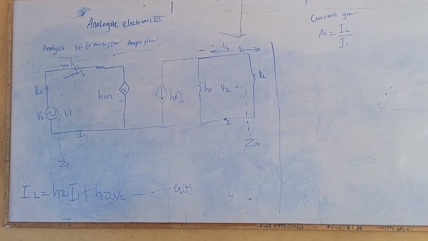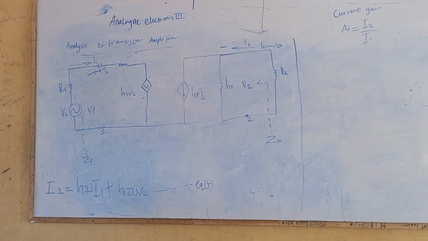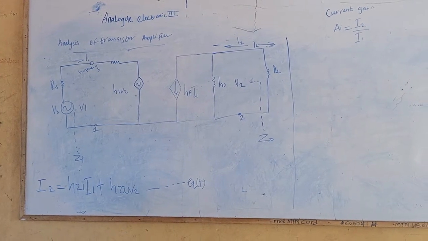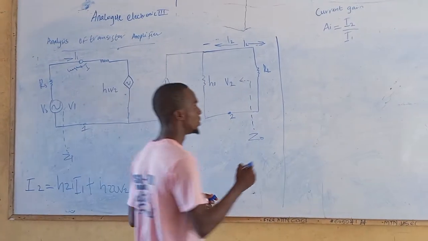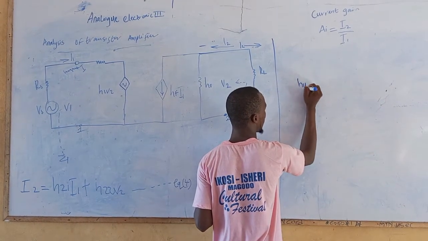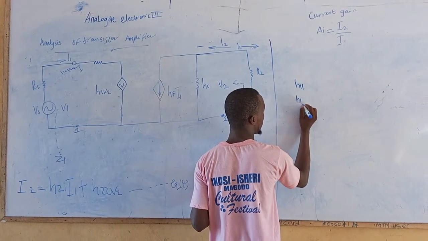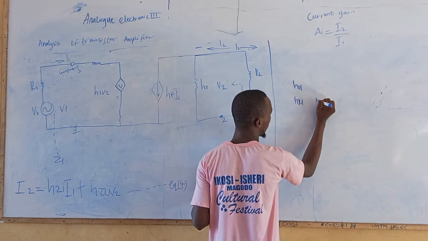So we want to prove current gain. So what is current gain? We can recall in our last video when we were proving H parameters.